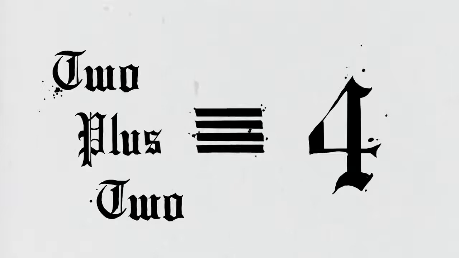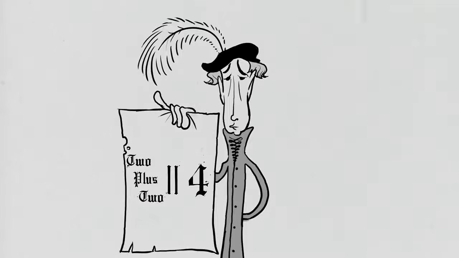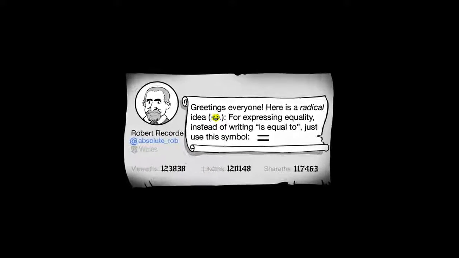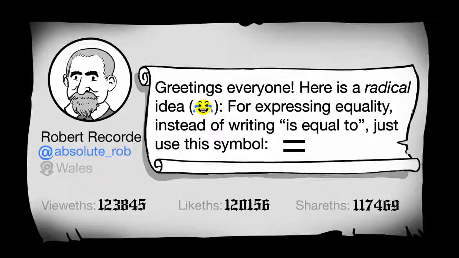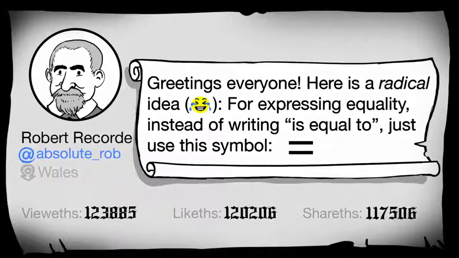Could he have used 4 line segments instead of 2? Of course. Could he have used vertical line segments? In fact, some people did. There's no reason why the equal sign had to look the way it does today. At some point, it just caught on, sort of like a meme. More and more mathematicians began to use it, and eventually, it became a standard symbol for equality.